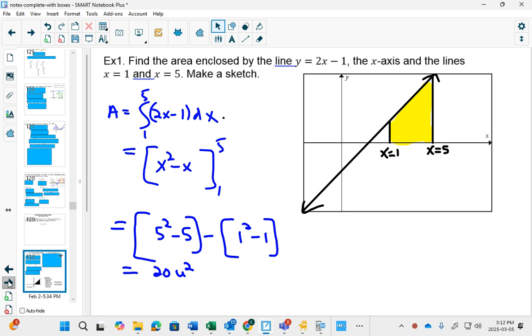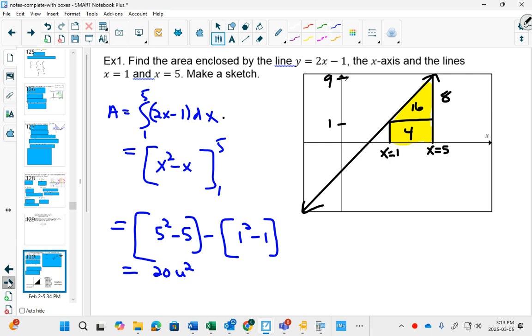Like if I had to, what would I do? I would probably draw that line, right? But I would have to figure out how high this is by plugging 1 into my equation. So I'd find out that this is at 1. And I'd have to figure out how high this is by plugging the 5 into my equation and getting 9. And then I'd be like, okay, this is 4 times 1, that's 4. Right? And then this is going to be from here to here, this is 8, so this is 4 times 8 divided by 2, that'll be 16.